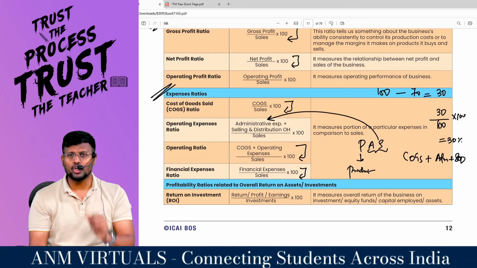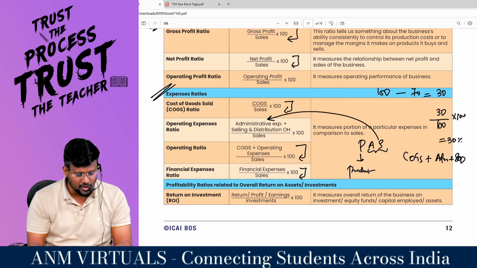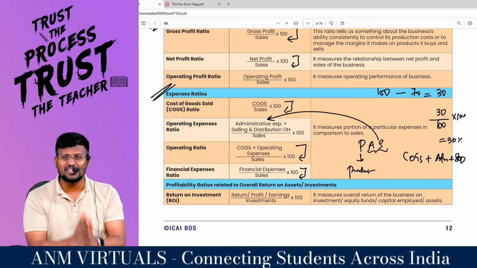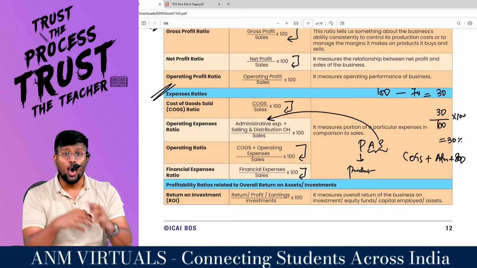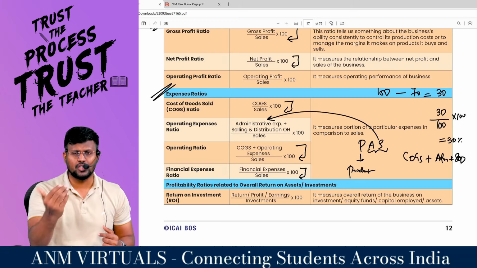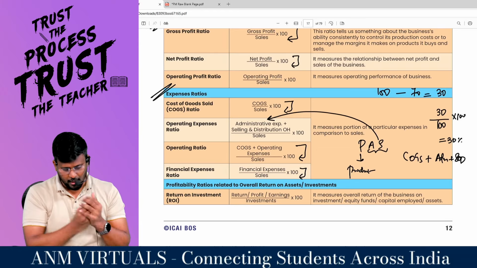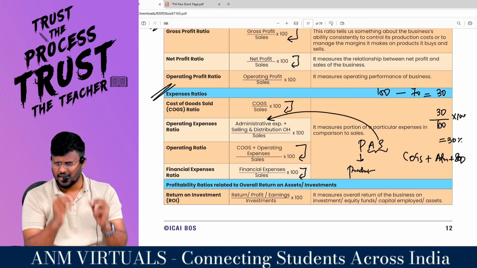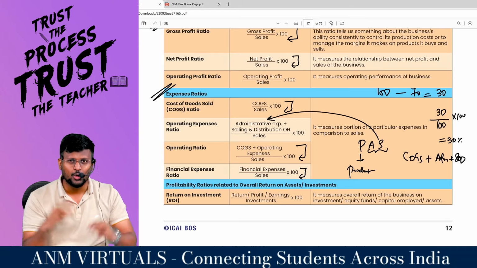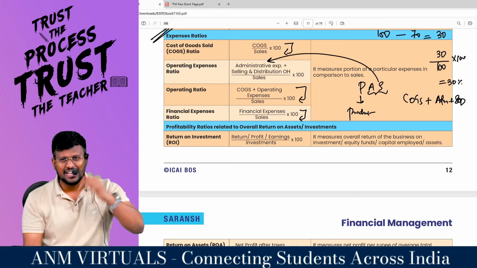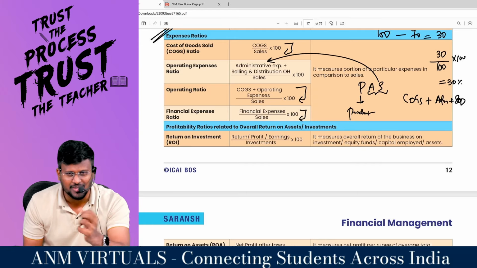You tell me, cost of goods sold ratio: cost of goods sold divided by sales into 100. Operating expenses ratio: there are two operating expenses, admin and selling and distribution, divided by sales into 100. Operating ratio: in order to operate the business, I should sell the goods, cost of goods sold plus operating expenses divided by sales into 100. Financial expenses ratio: financial expenses divided by sales into 100. Getting comfort? Are you able to recall every formula of the ratio analysis? I hope yes. If yes, I just want to know your happiness by way of comments.